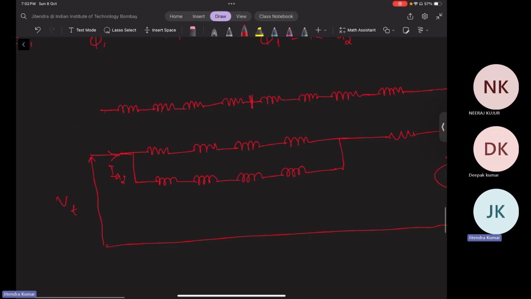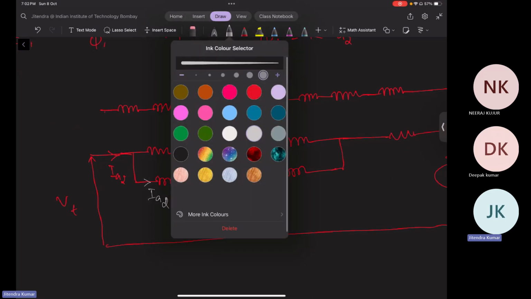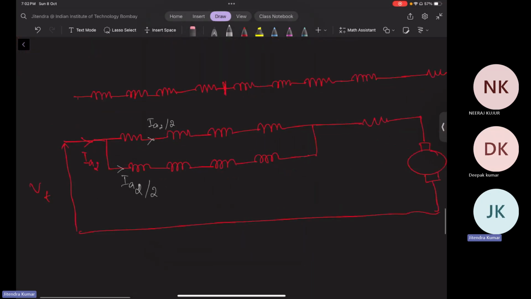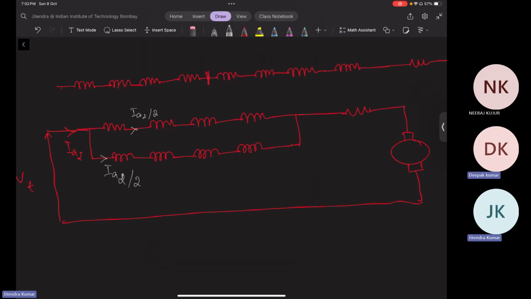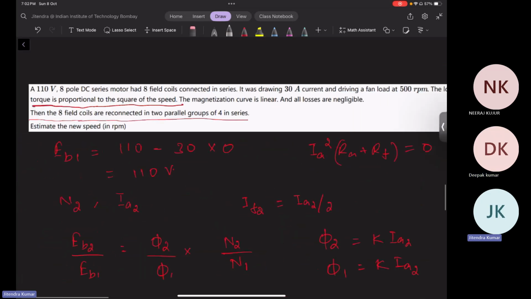Whatever IA2 will go, since both are equally IA2 by 2 and IA2 by 2. Don't you agree with this? We are connecting in this manner, which means we are not connecting externally another coil. No, we are just reconnecting.